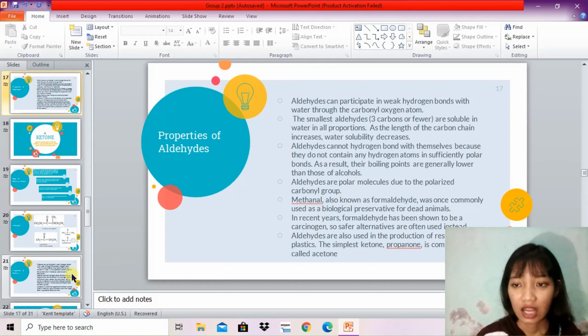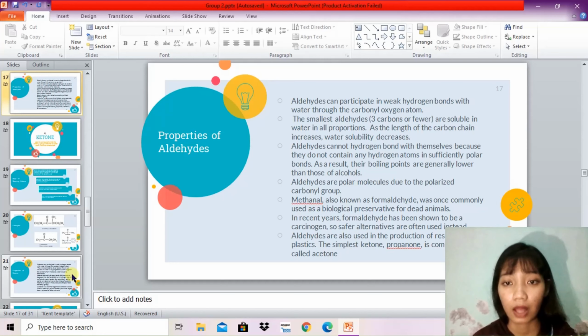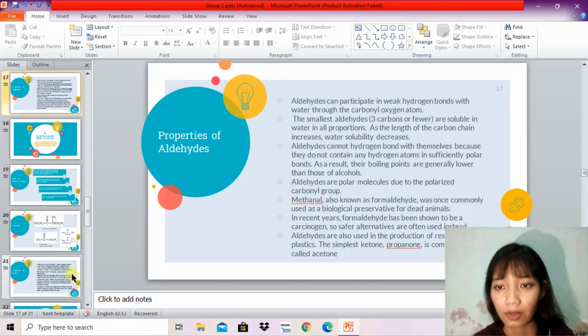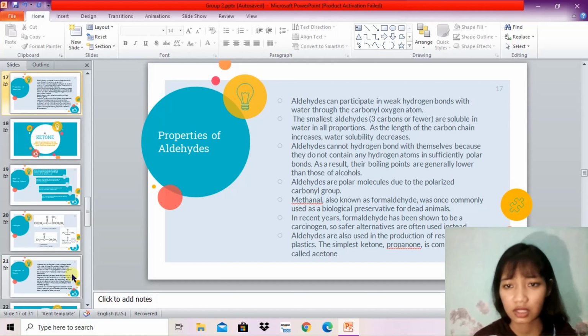Because the more carbon, the more non-polar the compounds will be. Aldehydes cannot hydrogen bond with themselves because they do not contain any hydrogen atom in sufficiently polar bonds. As a result, their boiling points are generally lower than those of alcohols. Aldehydes are polar molecules due to the polarized carbonyl group.